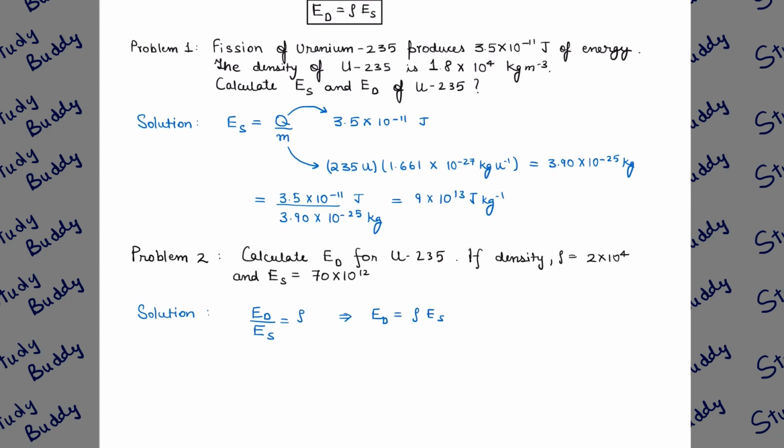Let us look at another question. We need to calculate ED for uranium-235 if density is this much and ES is this much. As we know ED by ES equals density, we can write ED equal to density times ES. By putting the value, we can get our answer.